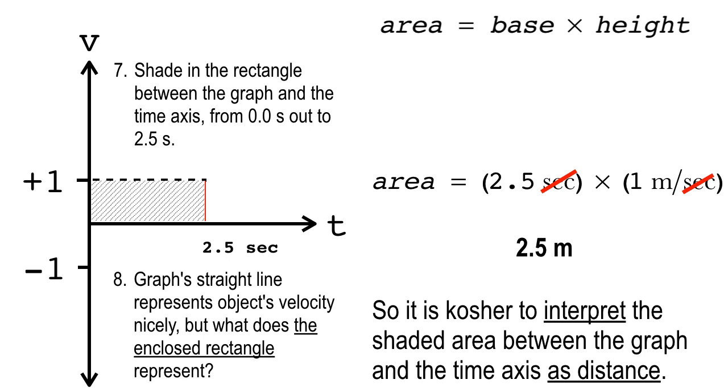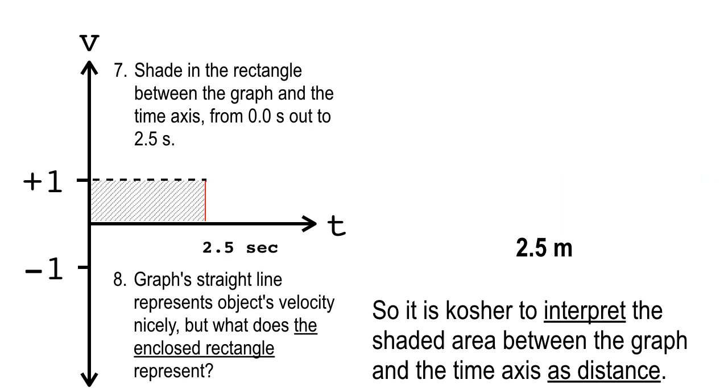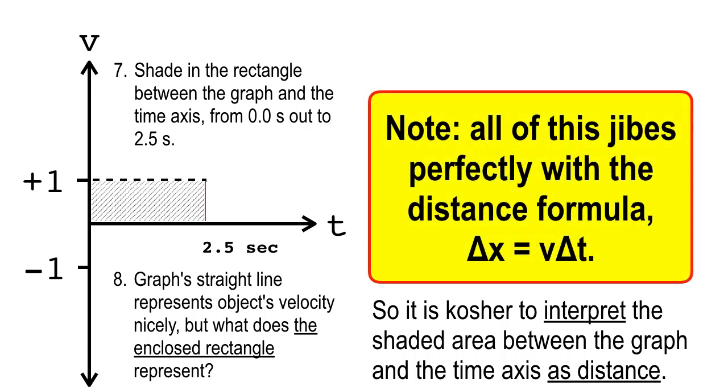Now, if you're moving to the left, you're going to be below the time axis, and you're going to have a different looking rectangle maybe. All right, but you interpret that as distance traveled to the left, or negative distance, negative change of coordinate. All right, and all of this jives with the distance formula. Okay, and Connor, this is what you were asking about.